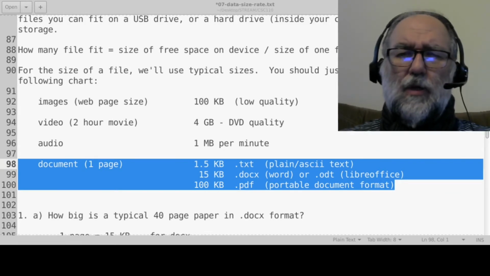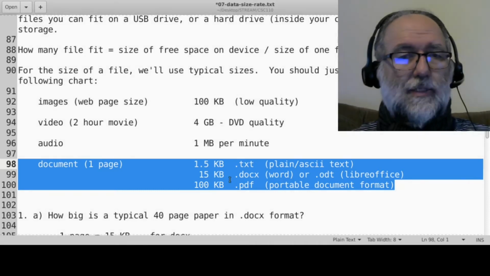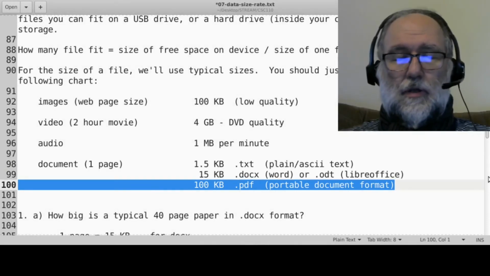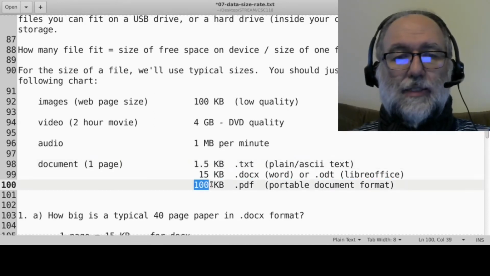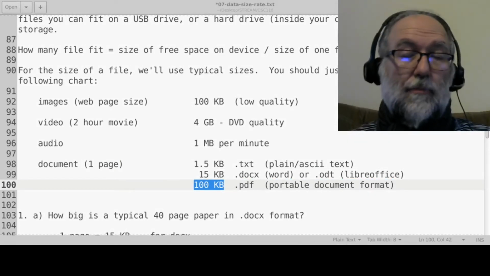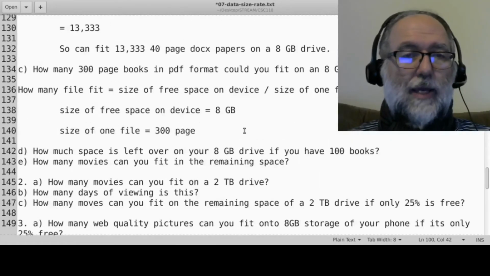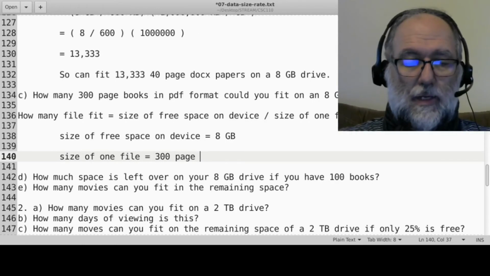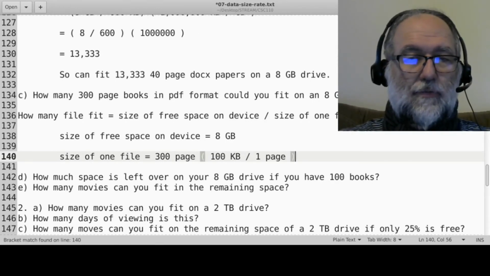And we now have to ask the question, well, what's the format? Because that makes a big difference. And the format is PDF, okay? And one page of a PDF document is 100 kilobytes. Okay, it's 100 kilobytes per page. So down here, we're going to say, okay, yeah, it's 300 pages, but it's 100 kilobytes per page, like that.